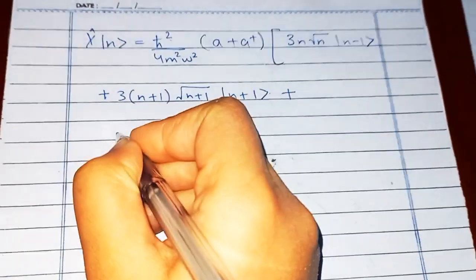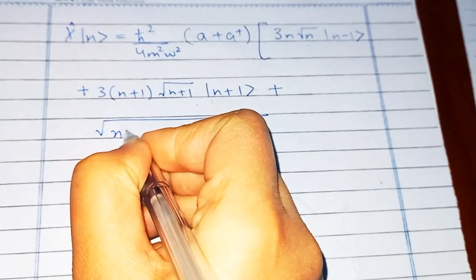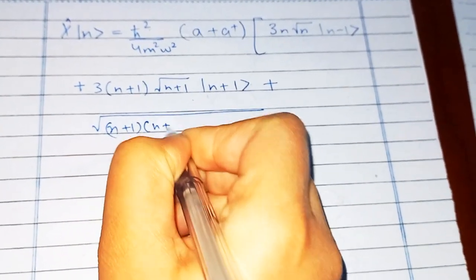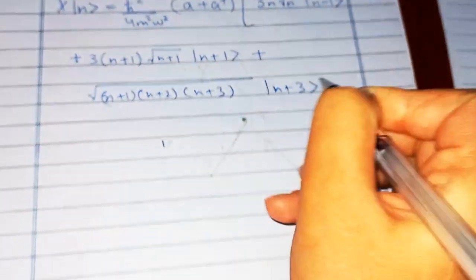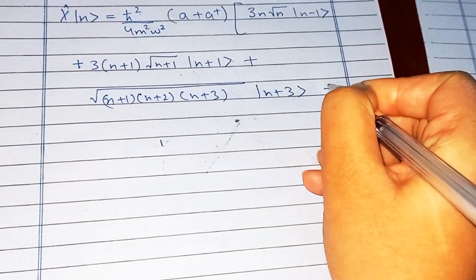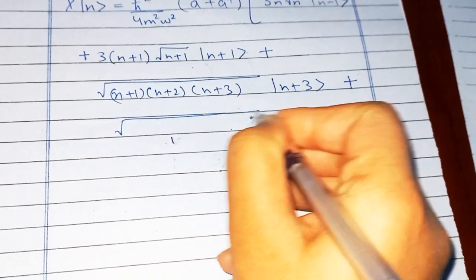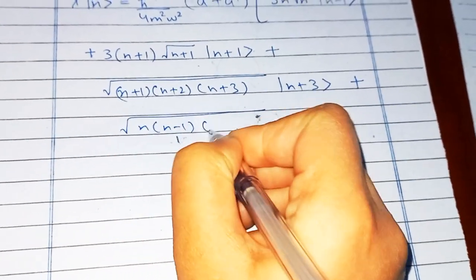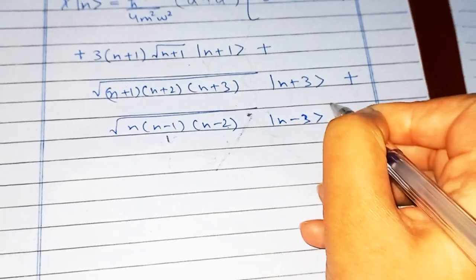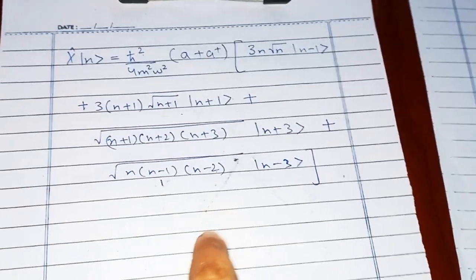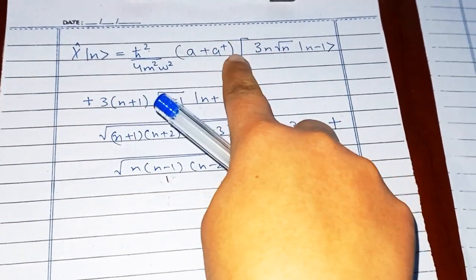Then we have this under root thing, n plus 1 into n plus 2 into n plus 3, and its cat was n plus 3 as well. Then we use plus sign, and then comes the fourth term, which is under root n into n minus 1, n minus 2, and n minus 3 is the cat. Bracket closes. Now we have to multiply this thing with this quantity.